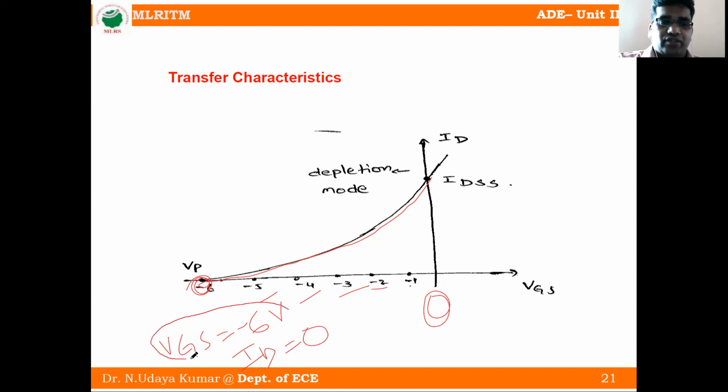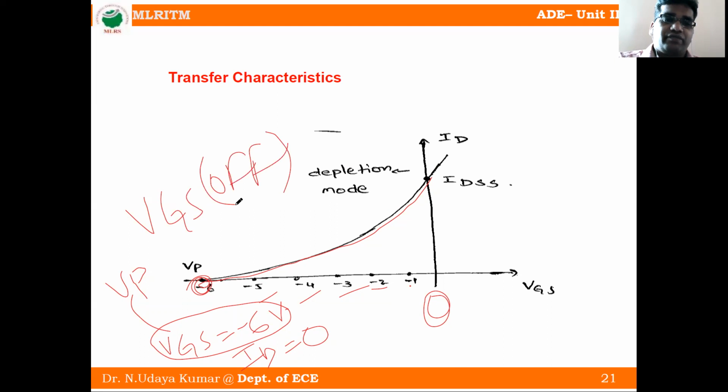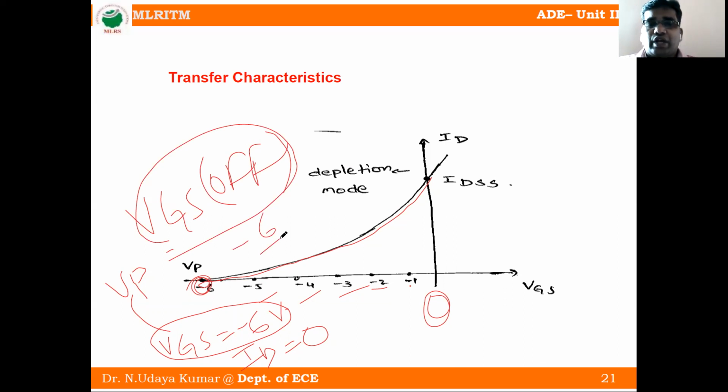So this voltage we call the pinch off voltage VP, or we also call it VGS off. Here VGS off is equal to -6 volts. The current is maximum whenever VGS is equal to 0. So this is the 0. Whenever VGS is equal to 0, the current ID is maximum.